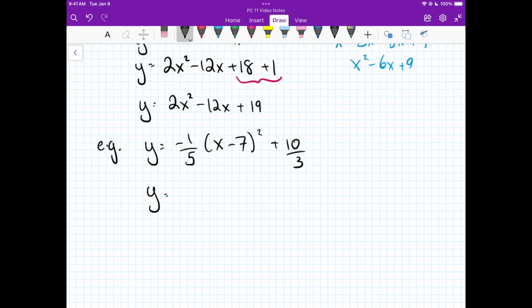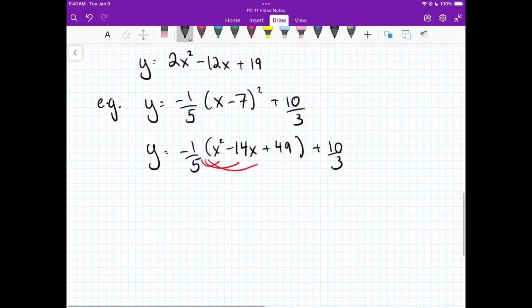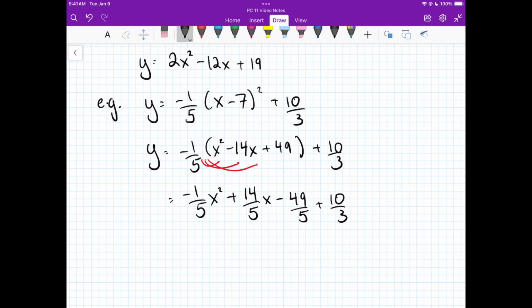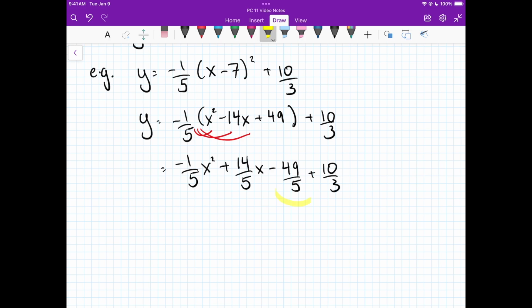All right, so we're going to follow the same process here. So if I do (x minus 7) squared, I'm going to get x squared minus 14x, right, from negative 7 and negative 7, and then plus 49 from negative 7 times negative 7. Still plus 10 over 3. Then I need to distribute. So this negative 1 over 5 is going to get multiplied through with all three of those. So I've got negative 1 over 5 x squared plus 14 over 5x minus 49 over 5 plus 10 over 3.